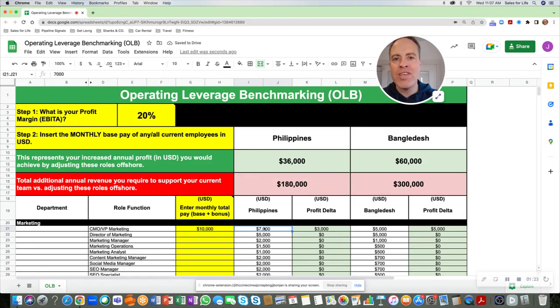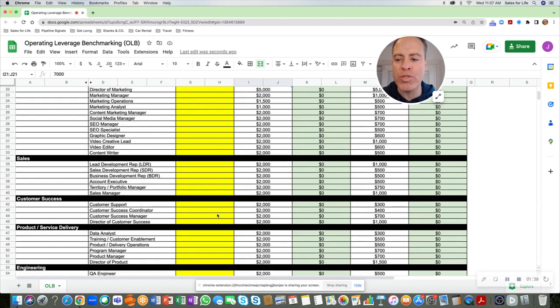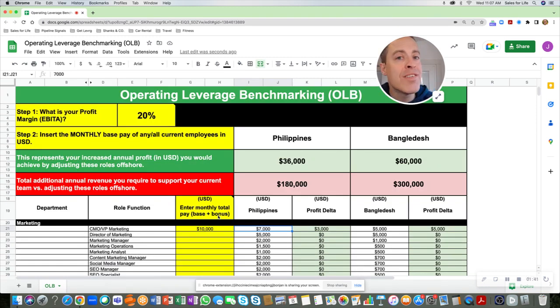What you'll notice is it's correlating the delta between what you're paying today on a monthly service fee versus its equivalency in countries such as the Philippines and Bangladesh. You can do this as many times as you would like. So you fill in all the roles and responsibilities that you're considering as an opportunity for offshore leverage. What you'll notice is that it starts to calculate for you in two specific regions.